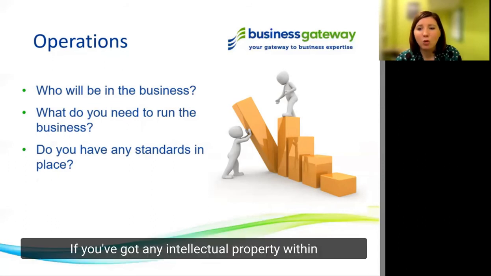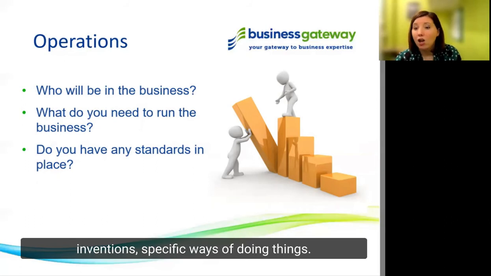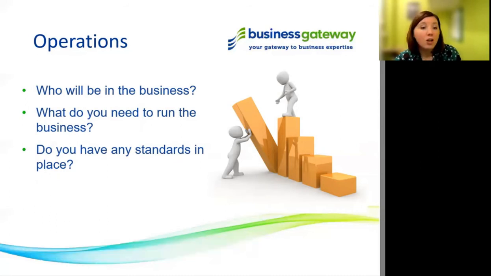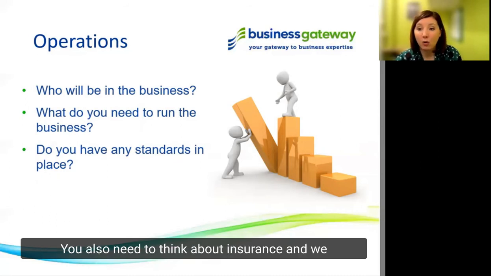If you've got any intellectual property within the business, that could be logos, branding, inventions, specific ways of doing things. Have you protected it? Have you made sure that nobody else can copy you? You also need to think about insurance, and we go into a little bit more detail on this in the cash flow projection workshop we run, in terms of being able to get prices for that. Do you need any permits or permissions? Perhaps there's something you need in order to be able to trade. Pop that into this operational section as well.